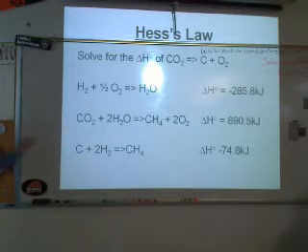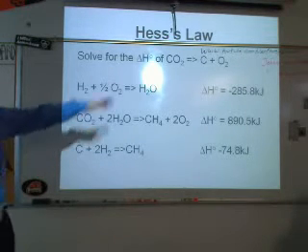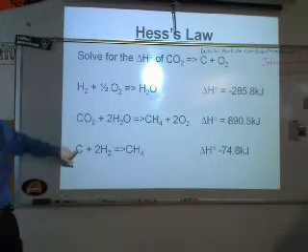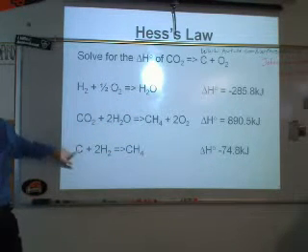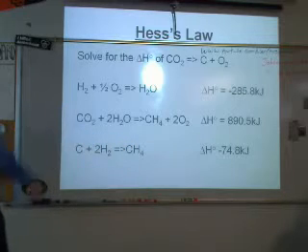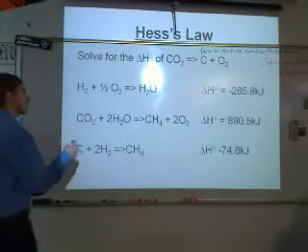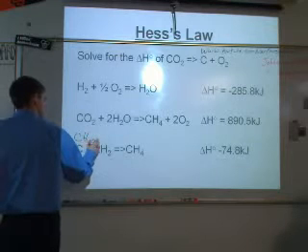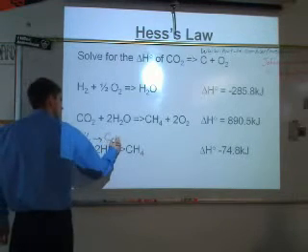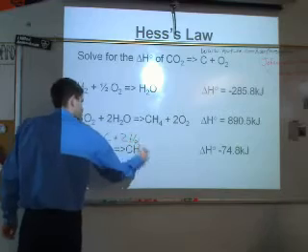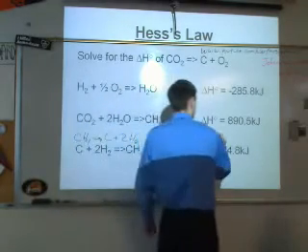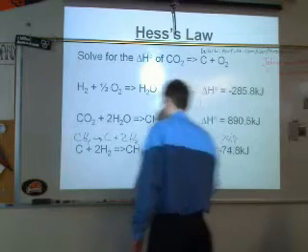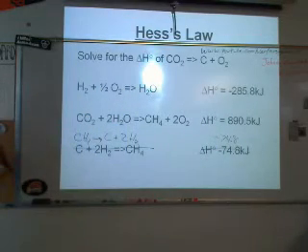Okay, so first thing I see here, I need carbon dioxide on the left. I have carbon dioxide on the left. I need some carbon on the right. I don't have any carbon on the right. So it looks like this one is definitely going to need to be flipped. So CH4, some C. Okay, and then this has to be positive 74.8. Okay?